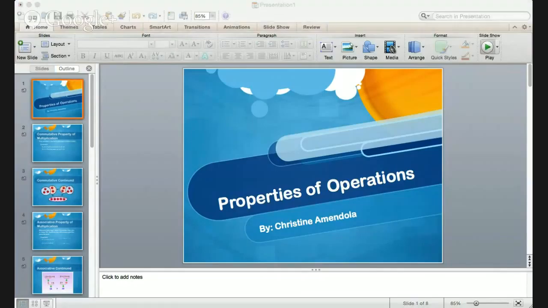Okay, so our lesson today is the properties of operations. The first property of operations we're going to go over is the commutative property of multiplication, which means that in a simple multiplication problem, the two numbers in the problem can be multiplied in either order. For example, we have right here 6 times 4 equals 24 can be written as 4 times 6, and it will still equal 24.